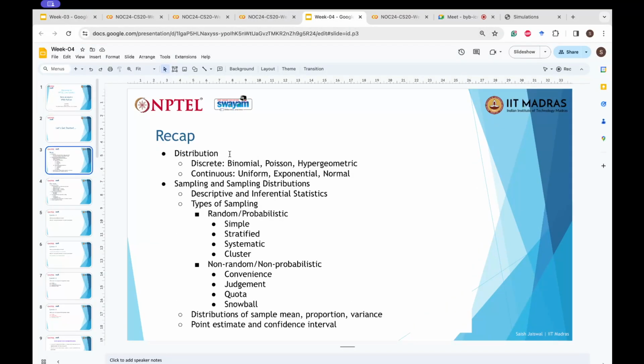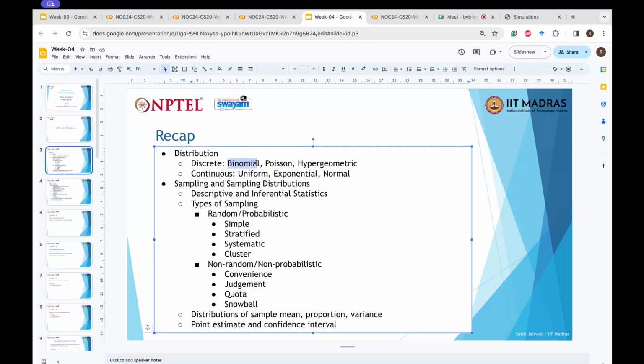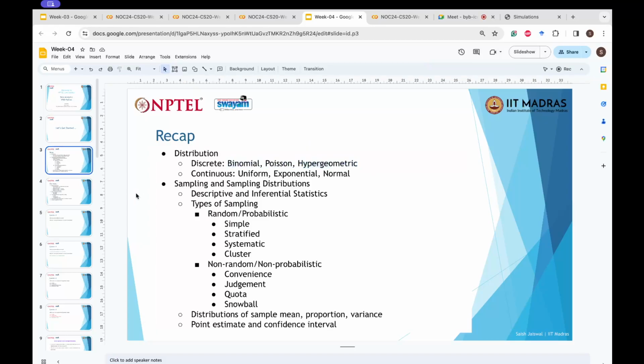First of all, as we discussed, there are two types of probability distributions: discrete distribution and continuous distribution. In this course, we are discussing three types of discrete distributions: binomial, Poisson, and hypergeometric, and in the case of continuous distributions: uniform, exponential and normal. It depends on the problem at hand what kind of distribution you are going to assume, and also on the nature of the random variable.